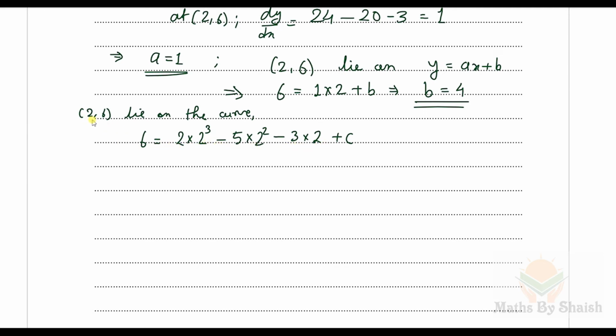So I replace the value of x and y by 2 and 6 respectively, and from here we will get 6 is equal to 2 times 8 is 16, minus 5 times 4 is 20, and minus 6 plus c. So c is going to be this: minus 20 minus 6 is minus 26, plus 16 is minus 10, and minus 10 will go that side, it is plus 10. So 10 plus 6 is 16. So from here we got c value as 16. So all values we got: a is equal to 1, b is equal to 4, and c is equal to 16. So let's do the next question.